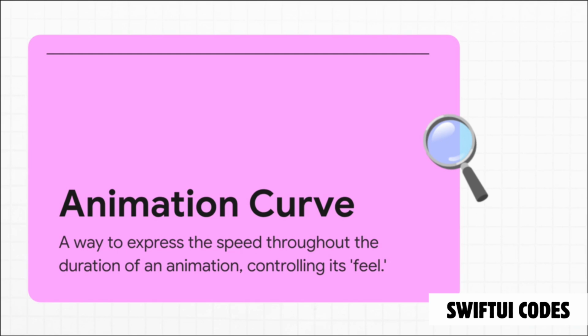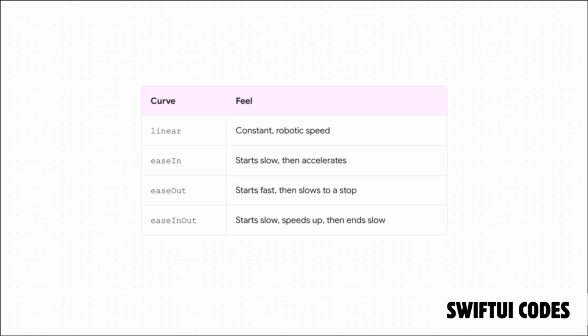This is the secret ingredient. This curve is what dictates the whole feel of a movement. It controls the speed throughout the animation. Is it going to be sudden and jarring? Is it going to be gentle and reassuring? Or is it going to be perfectly robotic? This is how you give your animation its unique character. So let's look at some of the main ones.